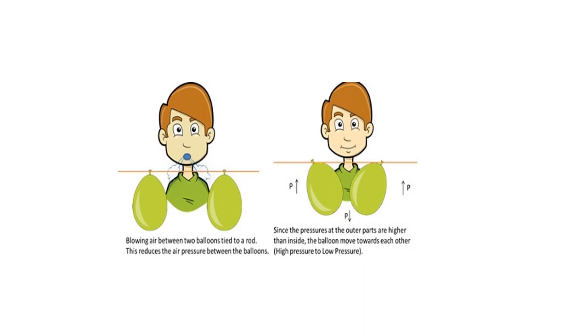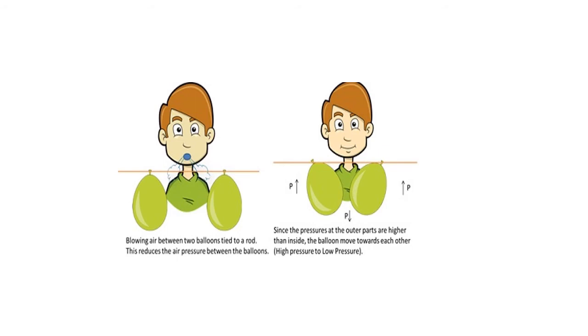This reduces the air pressure between the balloons. Since the pressure at the outer parts is higher than the inside, the balloons will move towards each other. This is because of the high pressure region. The region around the balloons has high pressure and the region between the balloons has low pressure. So both the balloons will move towards each other.